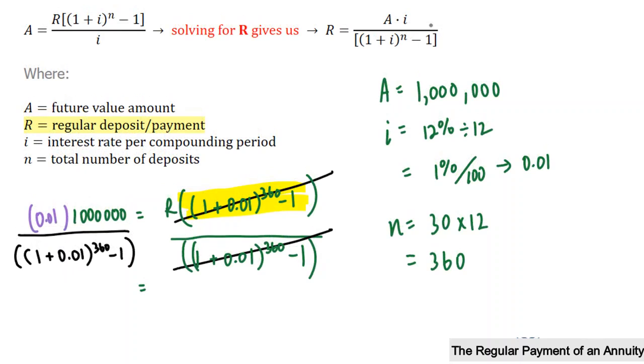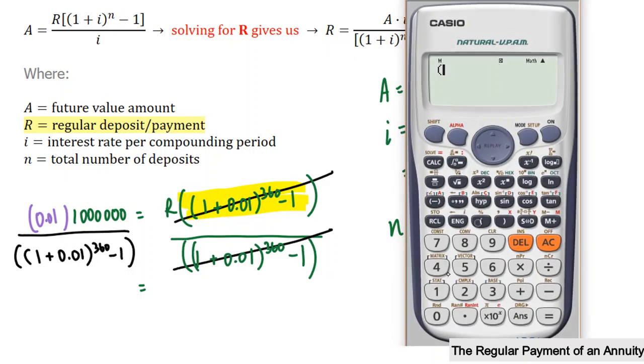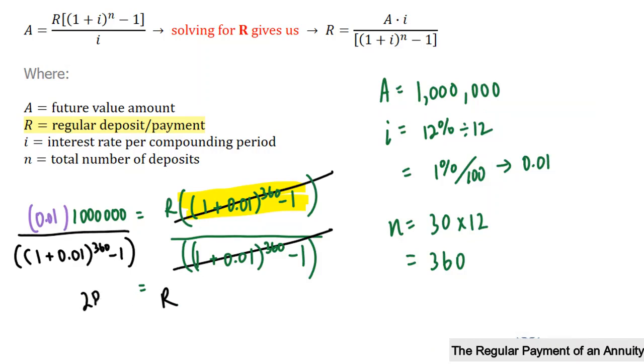Now, if we evaluate the left side, we will have our R value. Keep in mind that if you do not know how to do it manually, you can always remember this formula, which automatically gets you the R value once you plug in those values. So let's use our calculator. 0.01 times 1 million divided by this expression, 1 plus 0.01 to the power of 360 minus 1, gives us 286.12. R is equal to 286.12.